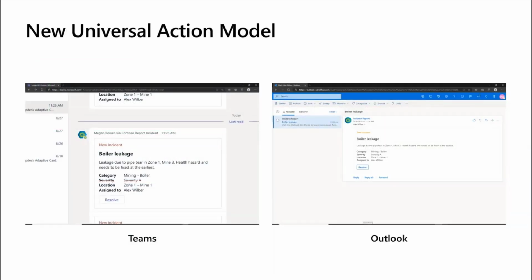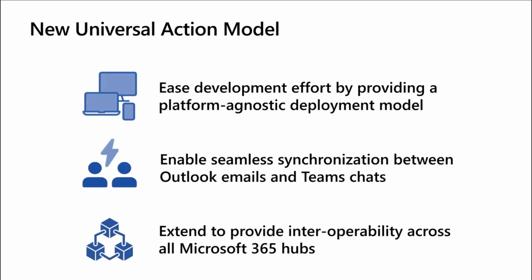What does that mean? So you can send the exact same adaptive card that you see on the left on Teams and the same on Outlook as well. The user can take action from either platform, and they would be reflected on the other one. So that's the power that we bring in. So reach your user wherever they are, build once, deploy anywhere. So it will ease development effort and enable seamless synchronization, and extends to provide interoperability across M365 hubs.